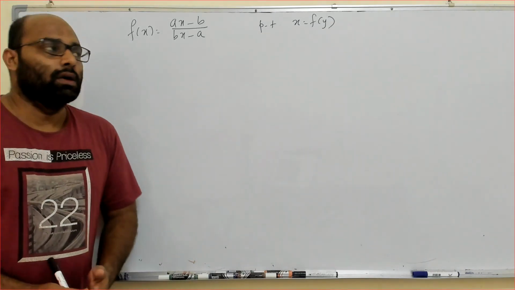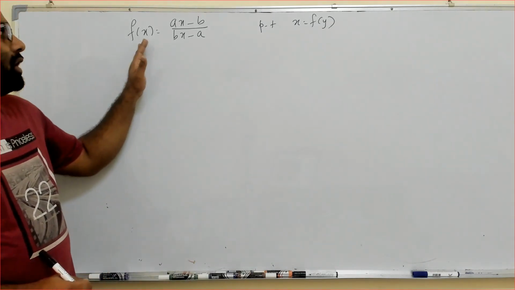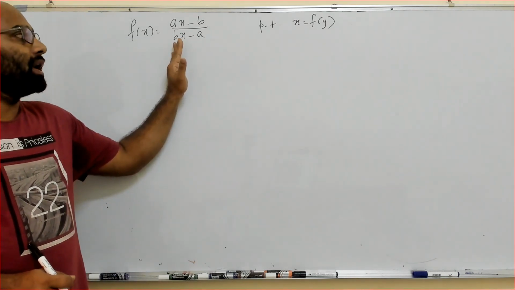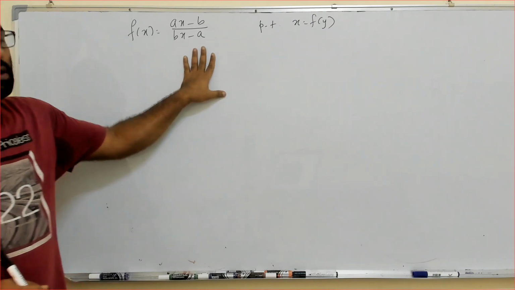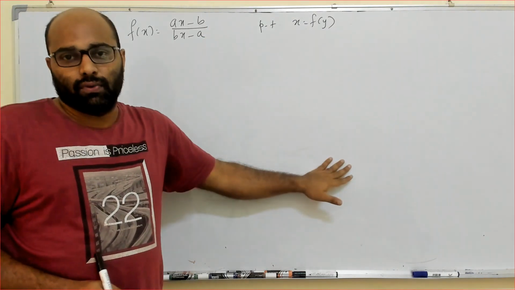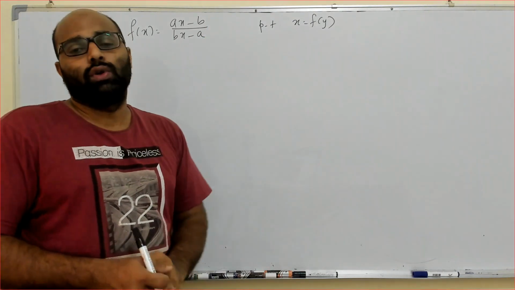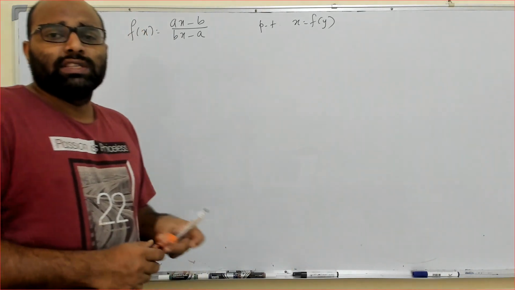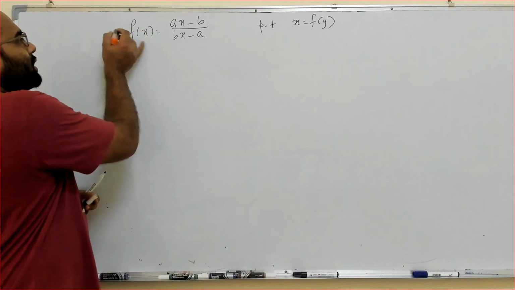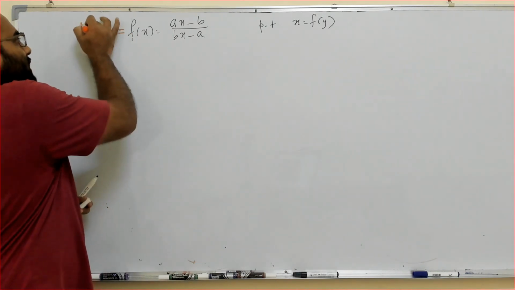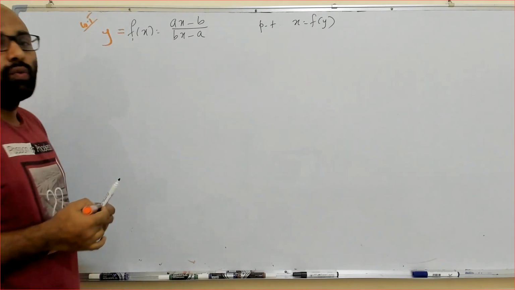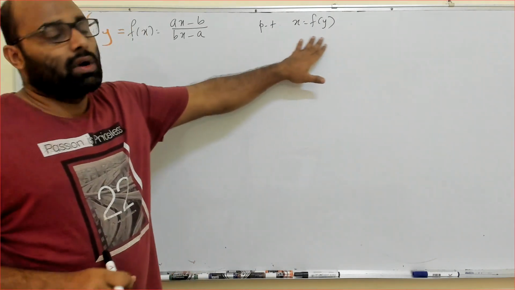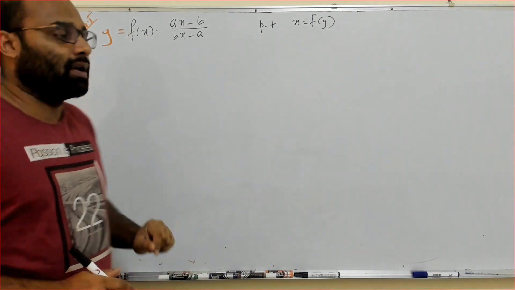Okay. Second question, this one. If f of x equals ax minus b by bx minus a, then prove that x equals f of y. We want to prove x equals f of y. F of x is actually the same as y. This we can call y also. Given this, first we can write y is the same as f of x. We want to prove x equals f of y. Better we can start from f of y.